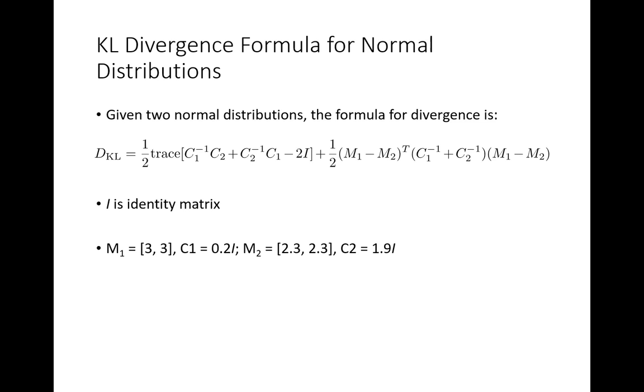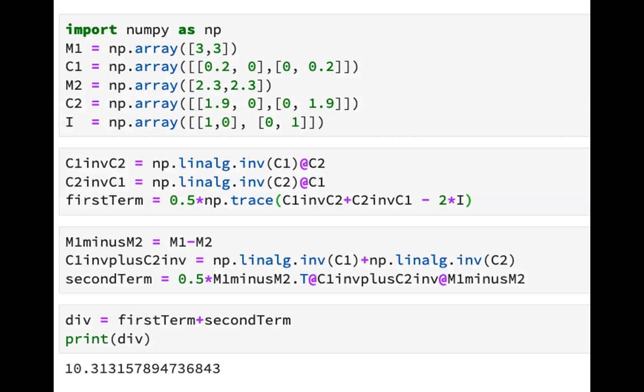Shown. So if I have mean vector 3, 3, second mean vector 2.3, 2.3, covariance matrix diagonal with 0.2 in the first case and diagonal with 1.9 in the second case, what is the value of DKL? We can calculate it, or we can go to our libraries in Python and do the calculation. Basically, all I have done is plug in that formula and calculate the result. All right, so that's how one can calculate the divergence.